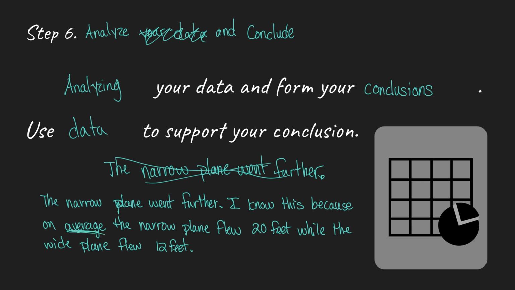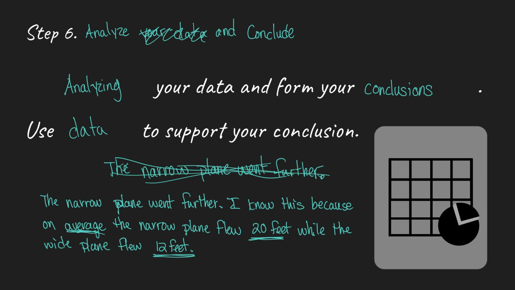I've calculated averages using math, right? So maybe you need to take multiple throws and average the distance for each of those. And I've explained in my conclusion that that is, in fact, what I did. I averaged the distance of the narrow plane. My data is that it flew 20 feet. The wide wing plane flew 12 feet. Hopefully, we can all agree that 20 is larger than 12, which would mean the narrow plane went further.